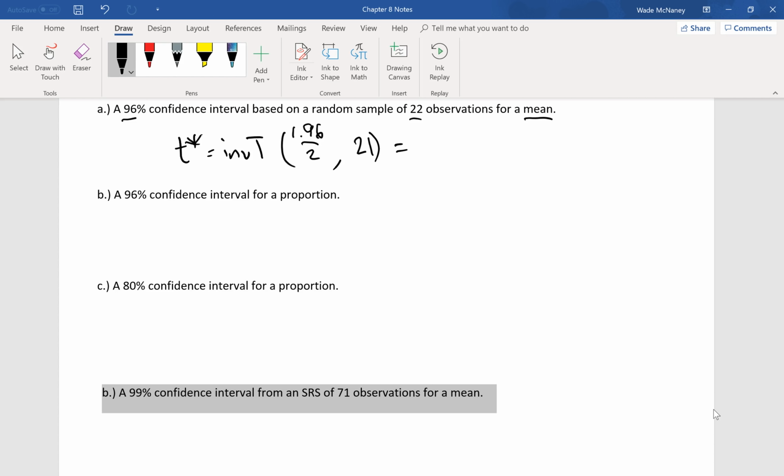So you go to your calculator, inverse T, which is in the distribution menu. Again, if you have a TI-83 calculator, you don't have this function. You'll have to borrow somebody's for the test. I'll have one that you can borrow. We're going to do 1.96 divided by 2, and my degrees of freedom is 21. Letting the calculator do that work, we get a critical value for T star of 2.19.